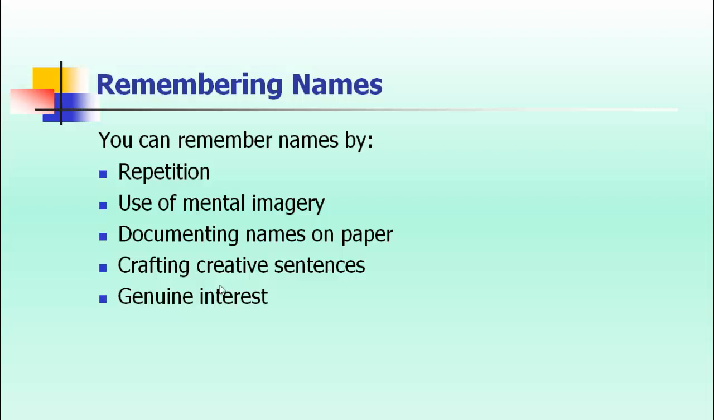Remembering names. You can remember names in this way. First is by repetition. If you repeat a name three or four times, then probably it will be easy for you to remember that person's name. Then, use of mental imagery. Some people are good at visualizing things.